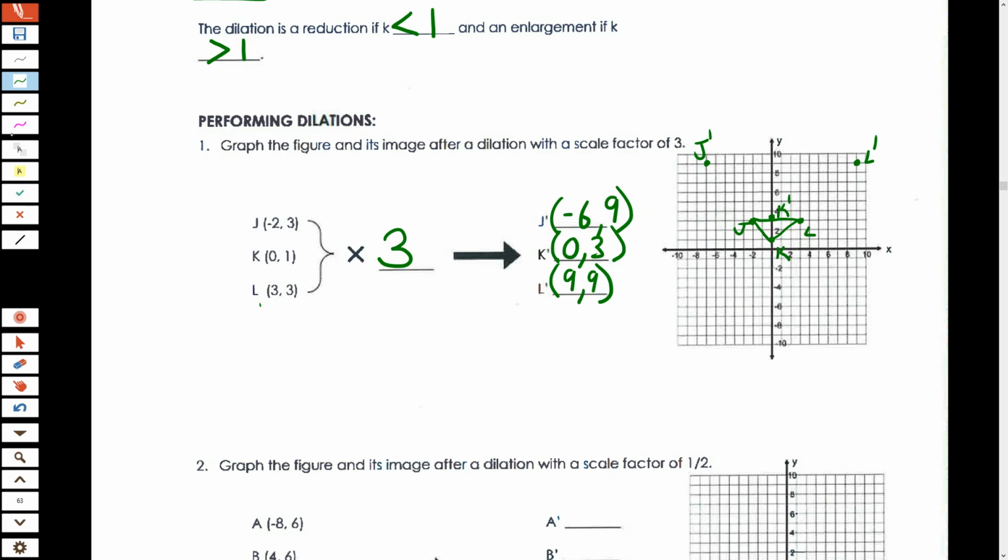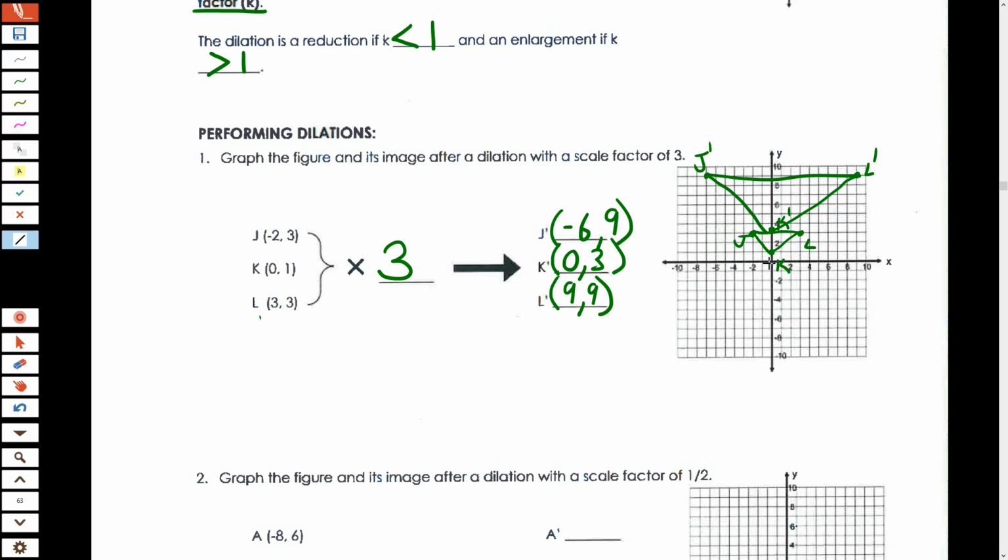So when we make that, it is the exact same shape, just a different size. Now, it's easy to tell if it's a dilation and where the center of dilation is if you were to draw a couple lines from the origin. See how that lines up? Think about a flashlight.